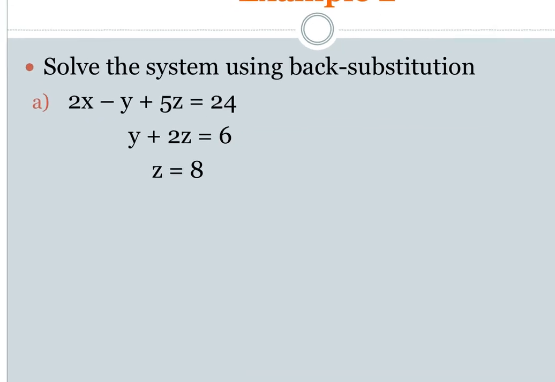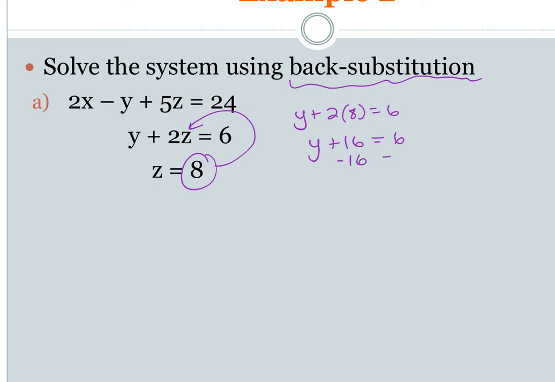So if I look at this, and notice it says to solve the system using back substitution, I'm going to take the Z and plug it in. So I'd get Y plus 2 times 8 equals 6. Y plus 16 equals 6. Subtract the 16. Y is -10. Then I take the y and the z, and I plug it back into the top one. Obviously, it's got to go in that one because that's the only other one that has x.